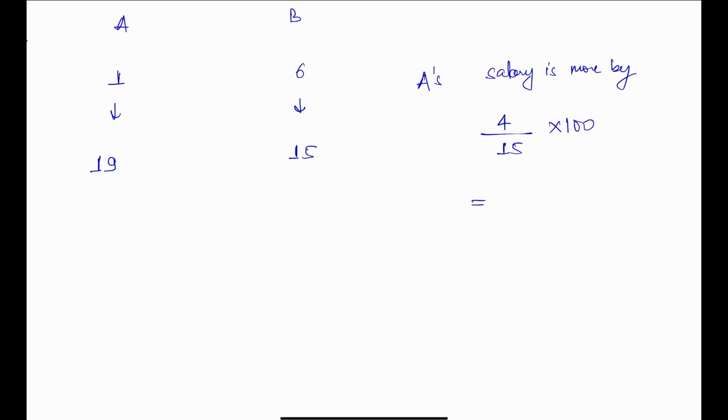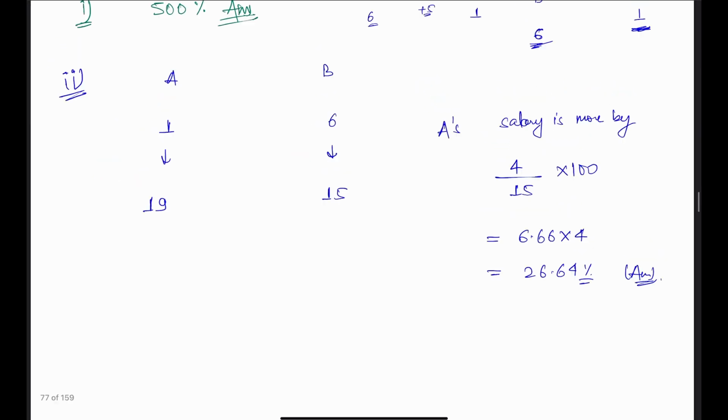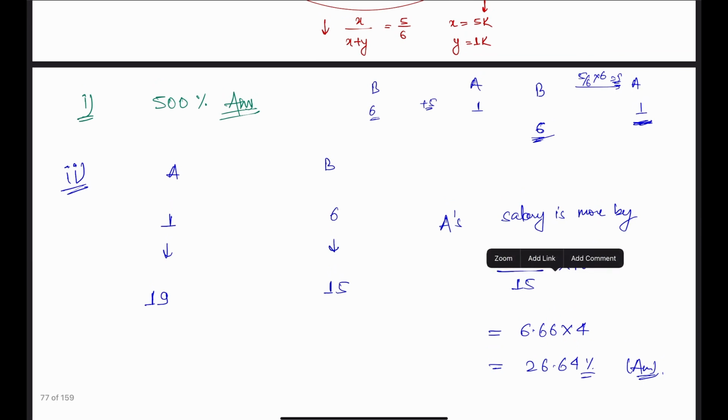So on the bottom we write B's salary as 15, into 100. So 100 by 15 is how much percentage? We remember 100 divided by 15 is 6.66%. So 6.66 into 4, 6 fours are 24, it will be approximately 26.64%. So this question is done. Let's try to solve a few more questions.